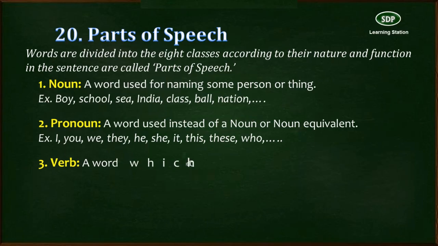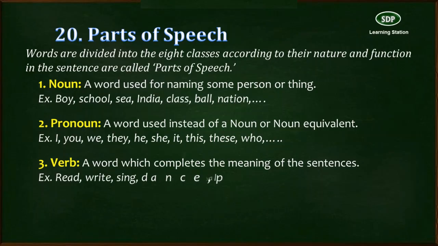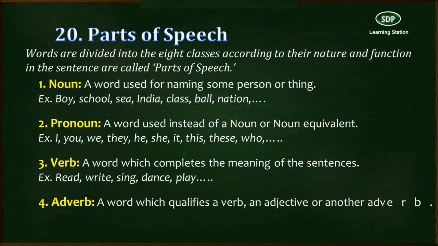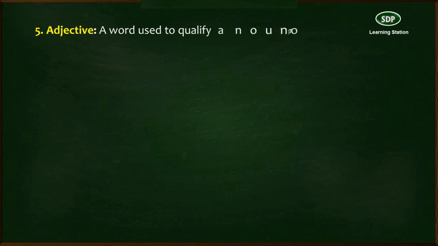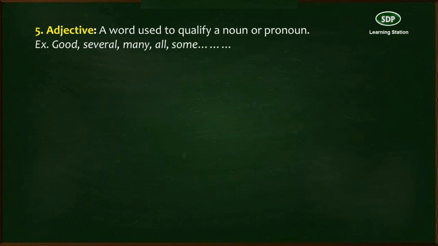3. Verb. A word which completes the meaning of the sentences. For example, read, write, sing, dance, play. 4. Adverb. A word which qualifies a verb, an adjective or another adverb. For example, clearly, sharply, lastly. 5. Adjective. A word used to qualify a noun or pronoun. For example, good, several, many, all, some.